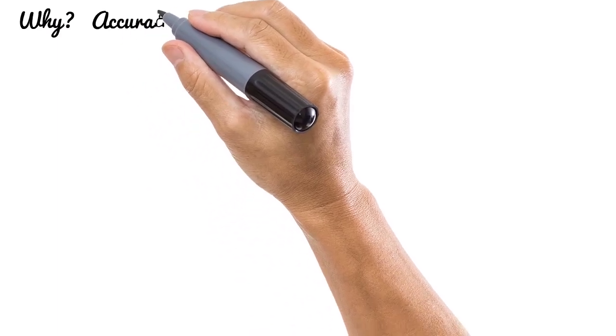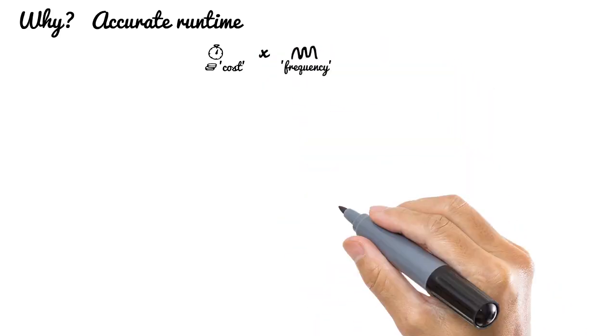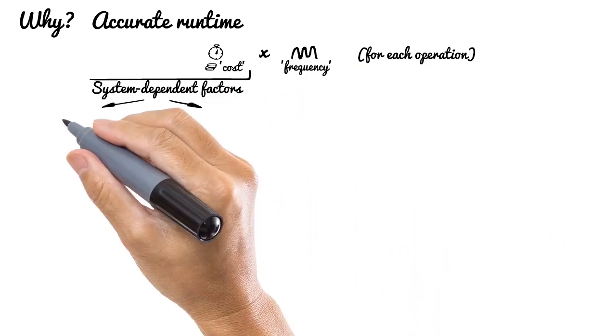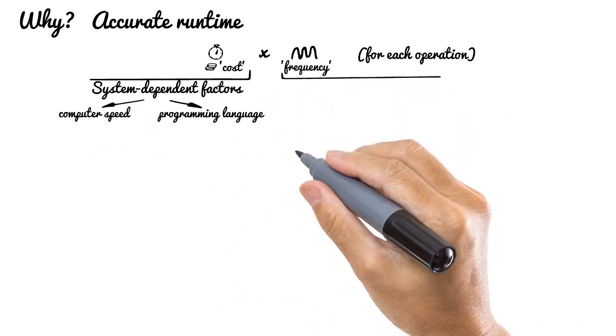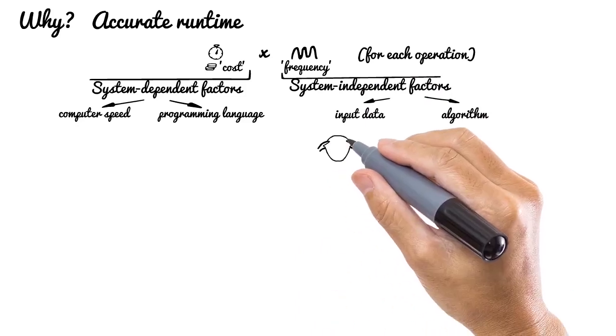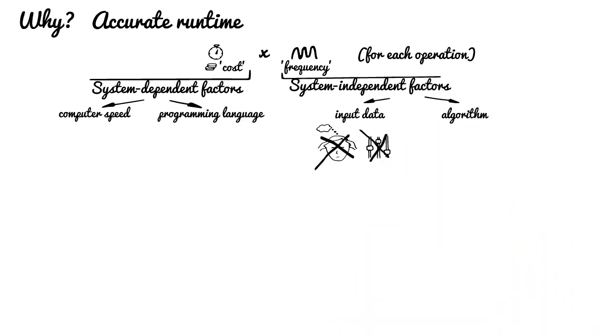Why did we spend a lot of time to understand order of growth ideas? Remember, when we talked earlier about math models, to accurately calculate running time, we multiply the cost of each distinct operation by its frequency. Operation cost depends on system-dependent factors, computer speed and programming language, while operation frequency depends on system-independent factors: input data values and size, and how well the algorithm is optimized. Remember that we cannot predict and do not have control over the input data size. In the modern world, there might be millions of input items. Computers can execute operations within nanoseconds.